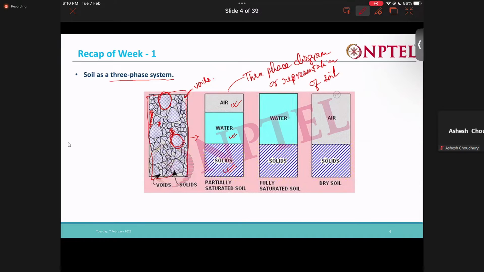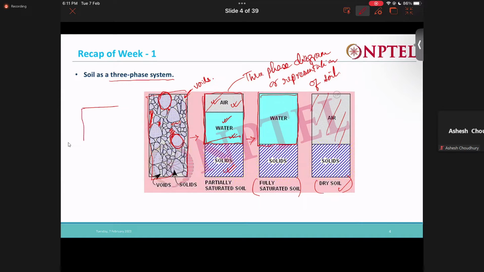Then we have a condition called fully saturated soil. In fully saturated soil, this is the total void space, some amount of which is occupied by water and some amount by air. If this whole void space is occupied by water, then it is known as fully saturated soil. So here you can see totally we have water. After this, there can be one more condition, dry soil, where there is no water, and the whole void space is occupied by air. So this is a dry soil condition.